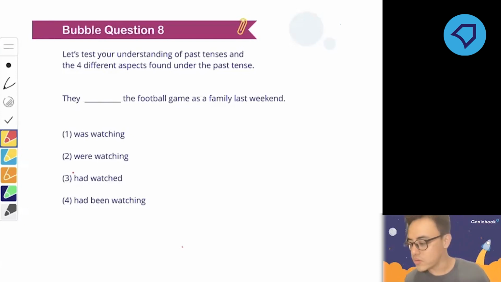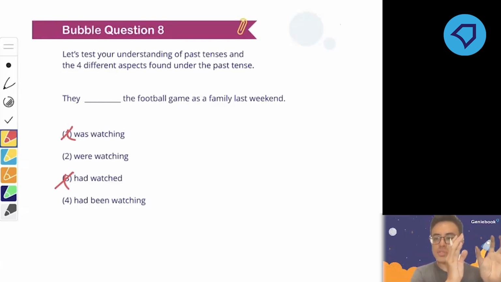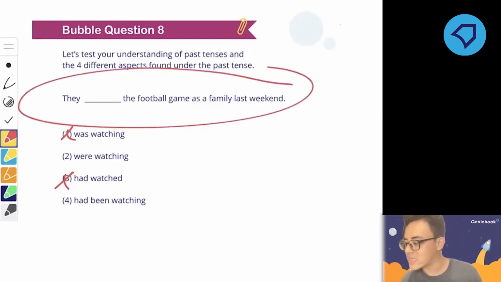So you cannot use number 3, right? You cannot use number 1 because "was" is wrong, "they" is plural. You are tossed up between these two, "were watching" and "had been watching." Now, "had been watching" is used to show that at that time, they had been watching. Before the bell rang, they had been watching the football game. That's fine. But because there's no other event, this is the only event that's happening.